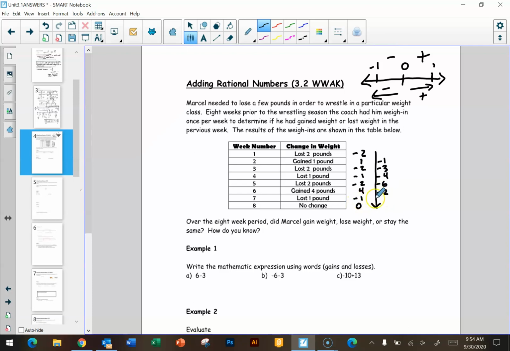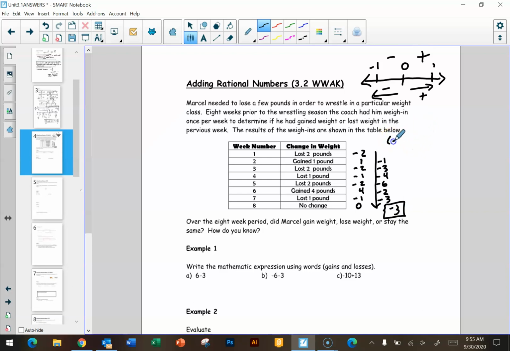Then, the 7th week, we go down a pound, so that means we're starting at -2, somewhere over here, and we go down 1 more, so we're getting more negative, so -3, and obviously, it didn't change in the last week if it's 0, so our answer is -3. Now, that's just one way to do it. You could have done it another way as well.